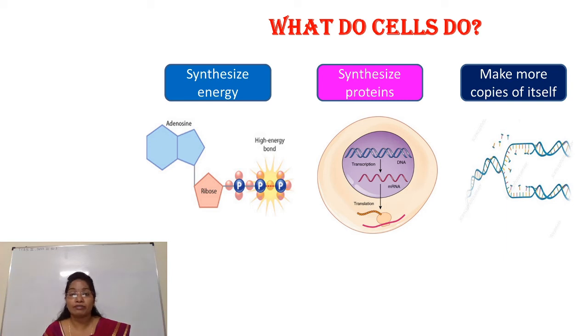There are three important functions of cells. First is they synthesize energy in the form of ATP. Next function is cells synthesize proteins. In this figure, there are two processes, transcription and translation. And the third function is cells make more copies of themselves. As we know, through DNA replication, cells can make more copies of themselves. Okay? So, these are three important functions of the cells.